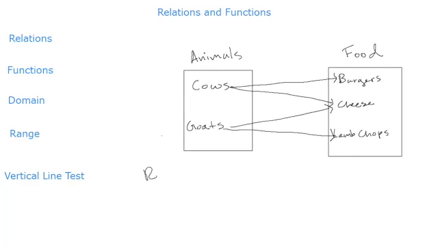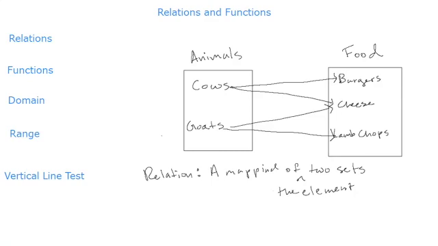So let's write this definition down. So a relation is just a mapping of two sets, or you can say of the elements of two sets. What's an element? It's just something that's inside of the set. So cows would be an element of animals, the set of animals. Does that make sense? Cheese would be an element of the set of food.